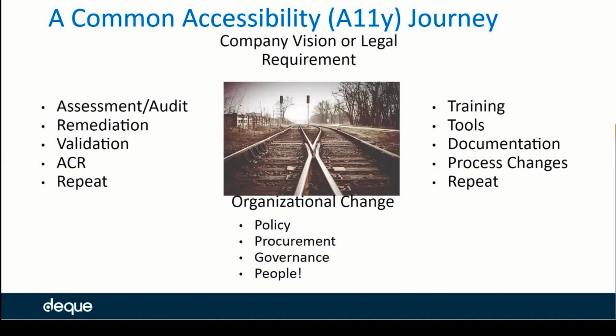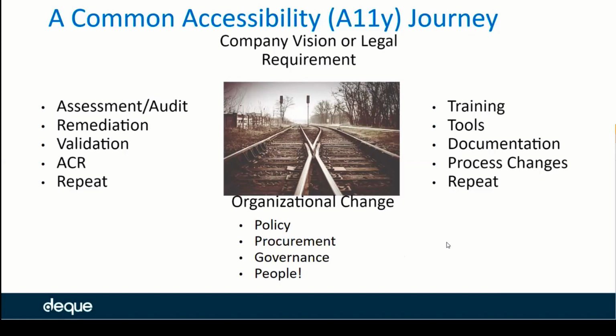And then the third path is organizational change. The first two paths are great and they're a lot of work and there's a lot of good stuff that comes out of them, but they are not going to be possible to continue long term if you do not have this third path also happening in parallel with them. And that's at the organization. You're thinking about policy, procurement, governance, and then the people that are being impacted by those changes.